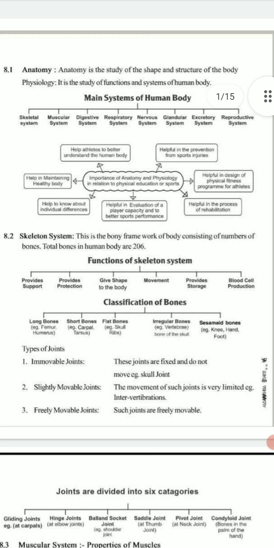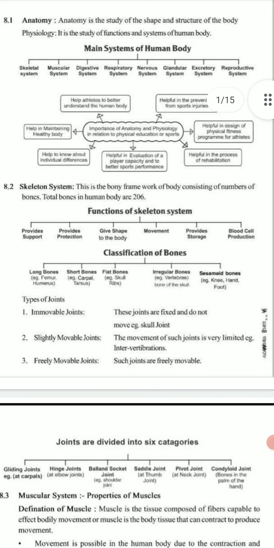And skeleton system. What is the meaning of skeleton system? How many bones in the body? Total 206 bones in the human body. Function of skeleton system: provides support, provides protection, gives shape to the body, movement, provides storage, blood cell production. Classification of bones: long bone, short bone, flat bone, irregular bone, and sesamoid bones.